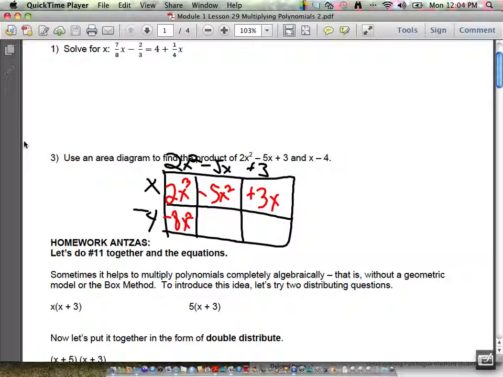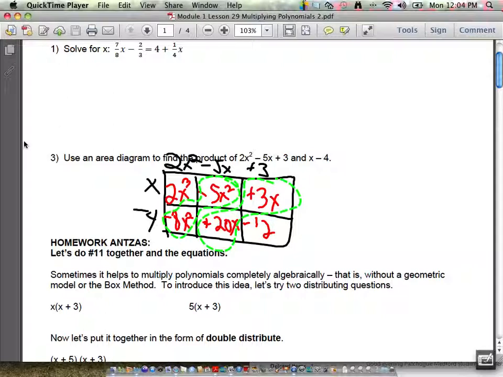Is it positive or negative? So make sure you write the positive 20x. And then over here, I get positive 3 times negative 4. What is that? Negative 12. Now, the thing you have to remember is the future peanut. You're actually going to get 2 of them here. They can be combined.